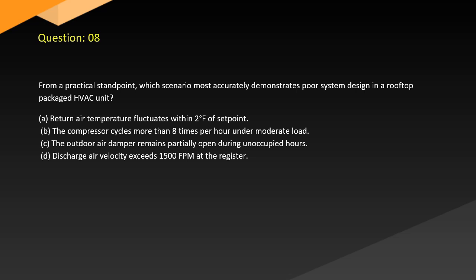Question 8. From a practical standpoint, which scenario most accurately demonstrates poor system design in a rooftop packaged HVAC unit? A. Return air temperature fluctuates within 2 degrees of set point. B. The compressor cycles more than 8 times per hour under moderate load. C. The outdoor air damper remains partially open during unoccupied hours. D. Discharge air velocity exceeds 1500 fpm at the register.